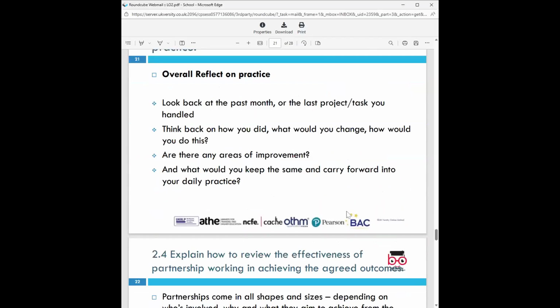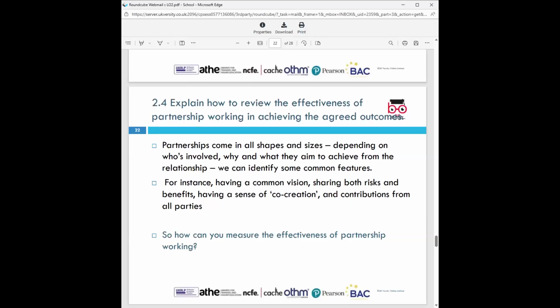Reflect on your practice. Look back at the past month. Look at your areas of improvement. Think back about what you could change. How would you change it? And how would you carry this out? 2.4, explain how to review the effectiveness of partnership working in achieving the agreed outcome.